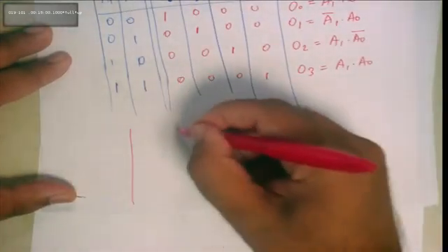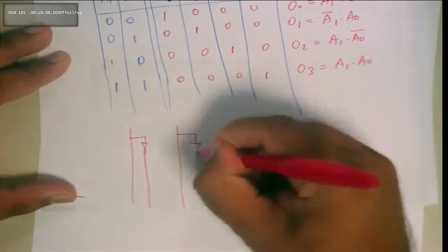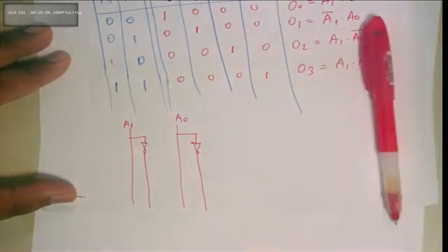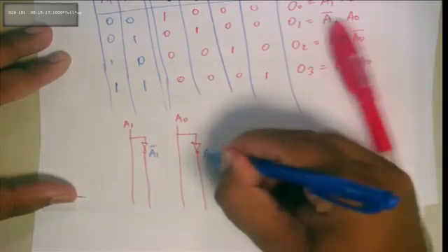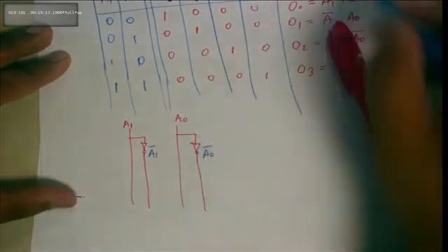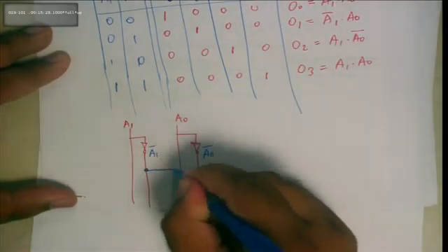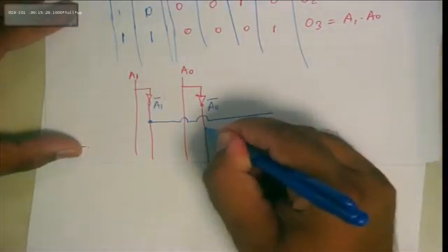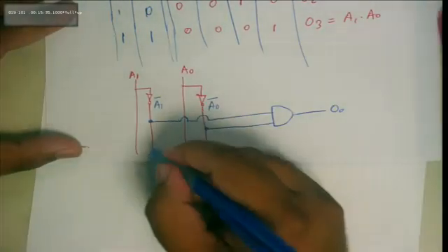So this will look like, I'll just do a rough one, not the correct one, something like this. I'm just going to do partial of it. So that's A1. This is A0. Obviously, what comes here, guys? This will be A1 bar. This will be A0 bar. And let's do the first one. So there will be A1 bar. Can you guys see this? Yeah. And A0 bar. And you have your AND gate. And this is O0.